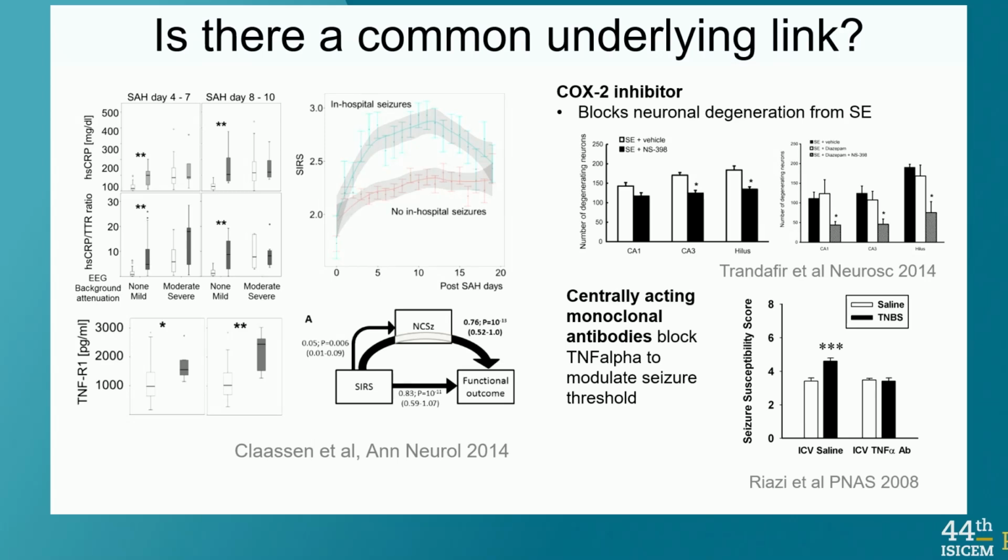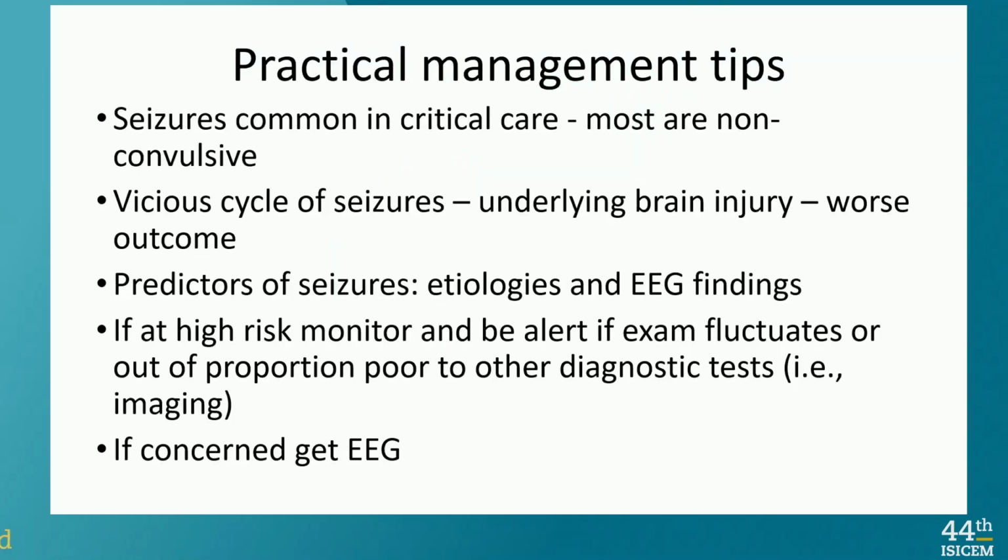One question is, is there a common underlying link? And when we think about treatment, should we think about that? Seizures can cause increased brain inflammation, and brain inflammation lowers the seizure threshold. So there's the idea of a vicious cycle between seizures and inflammation, propagating worse brain injury. One question could be, should we think about targeting that brain inflammation rather than the seizures themselves?